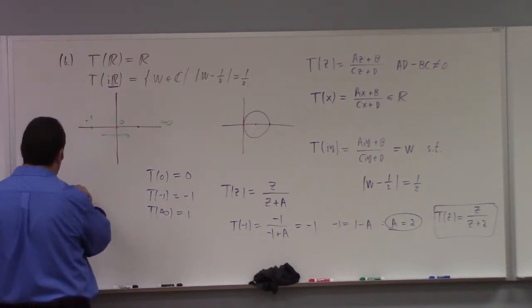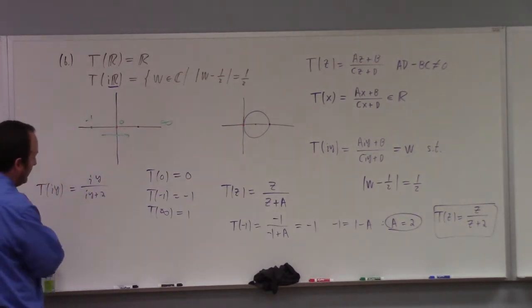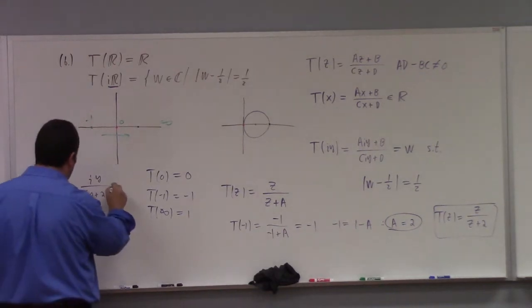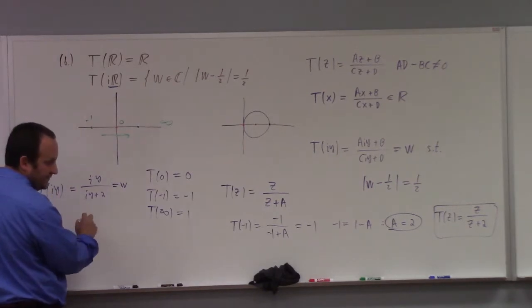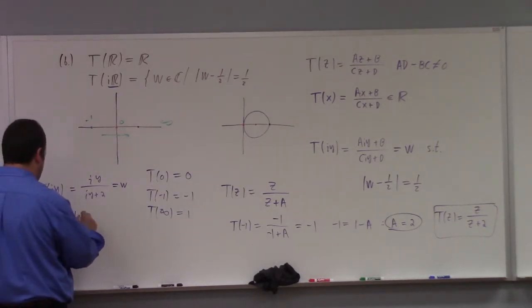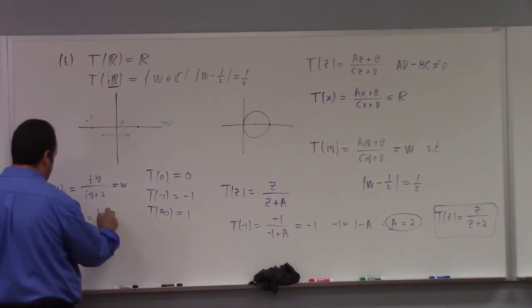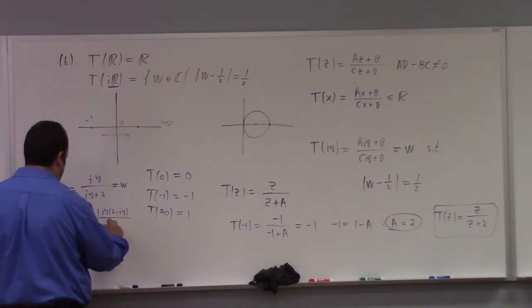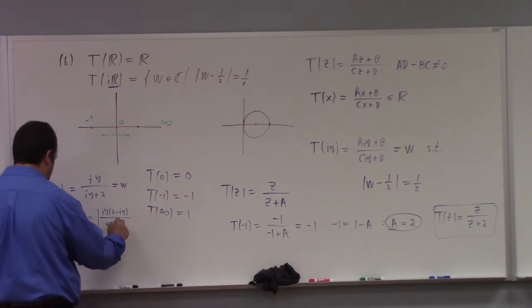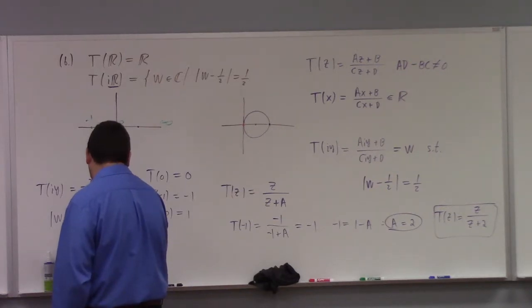Assuming iy, so that's iy over iy plus 2. And if we set that equal to w, and calculate the magnitude of w minus a half, what's that give us? Well, okay, so that's iy times 2 minus iy over 4 plus y squared minus 1 half, which is giving me a headache.